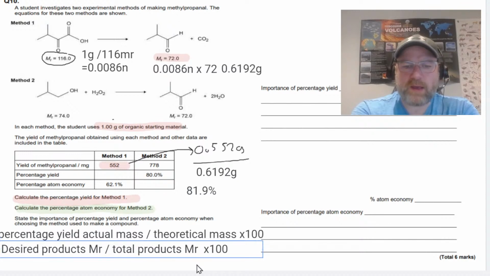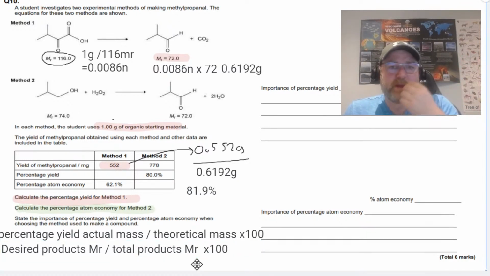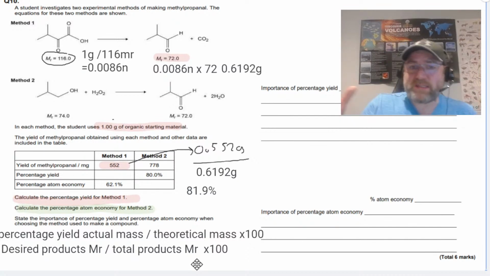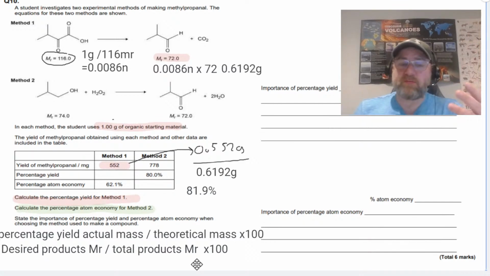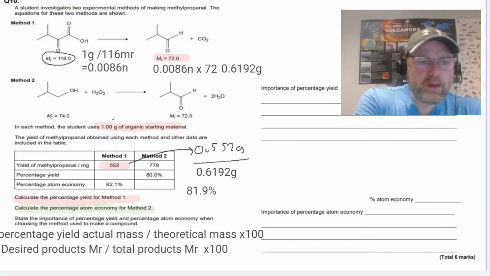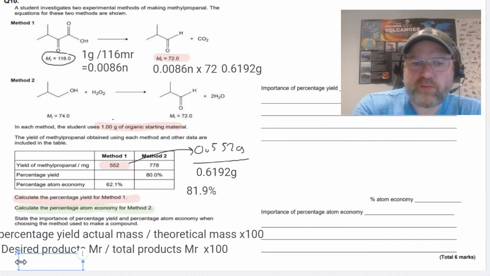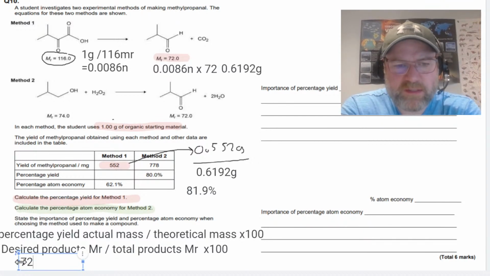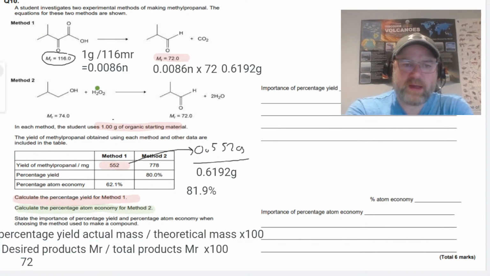Remember, how well you carry out your experiment won't affect the atom economy. It will really tell you how much wasted product, how much side product you're getting and how much waste through the reaction. So here we go. State the importance. Oh, no. What we want to do is calculate the atom economy. So the desired product here has an MR of 72 in method 2. You can see that right here.